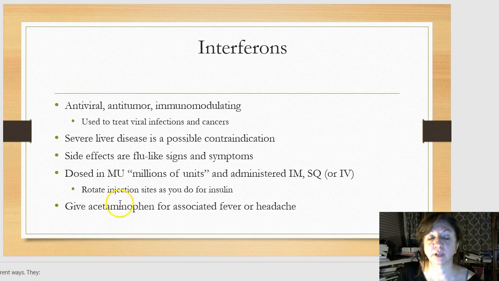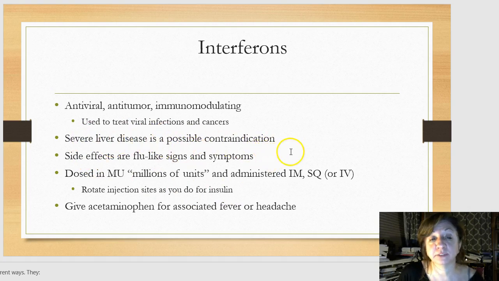Okay, the interferons. These are basically going to alert your immune system, telling it to attack the viruses and cancer cells and stop them from growing and dividing. They're usually given in millions of units and given IM, subcutaneous, or IV. And we rotate sites if they're given as injections, like they would with insulin.